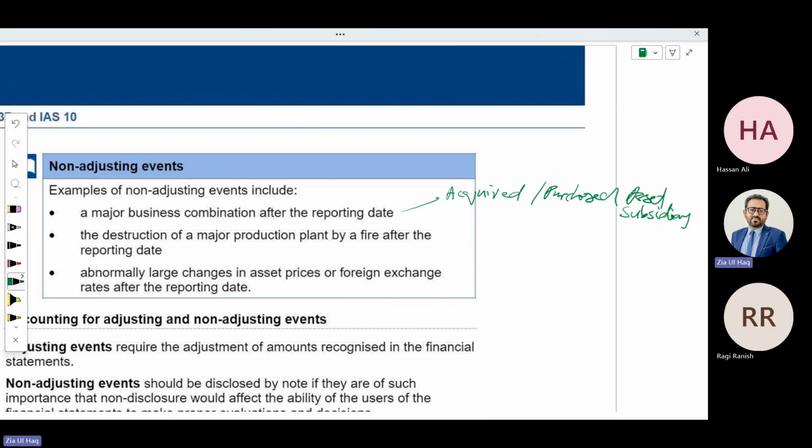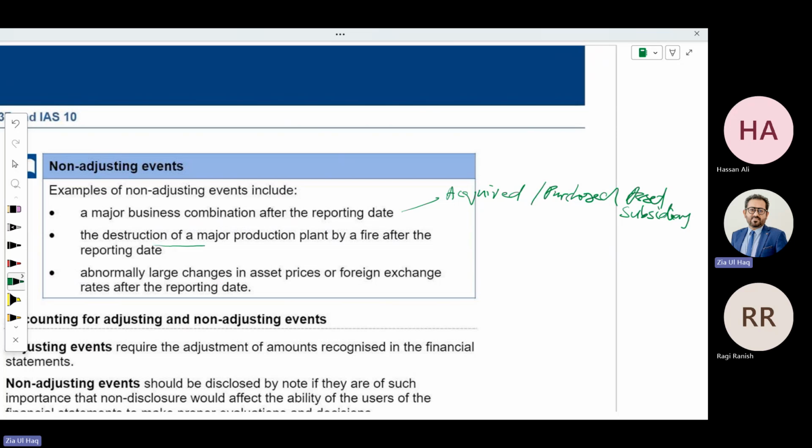But as the decision has been made, or this acquisition has been made, before issue of current year financial statements, we need to provide a disclosure for the shareholder for their better decision making. Next year financial statements will be consolidated financial statements.